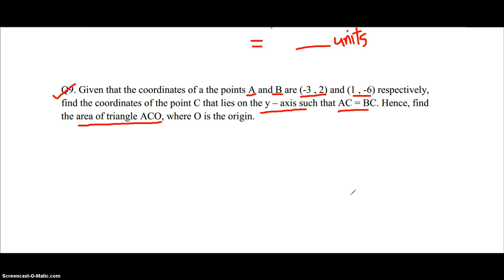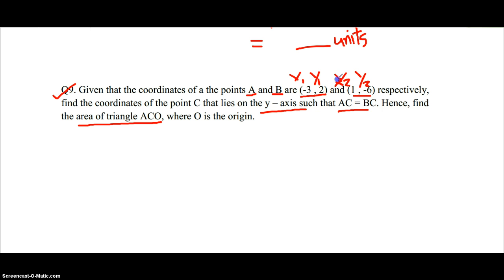You may be thinking, wow, I'm so overwhelmed by this question. It seems a bit complicated. Now let's break it into smaller parts. We know that the coordinates of points A and B are (minus 3, 2) and (1, minus 6). So straight away, what I will do is write down this is x1, this is y1, x2, and y2.